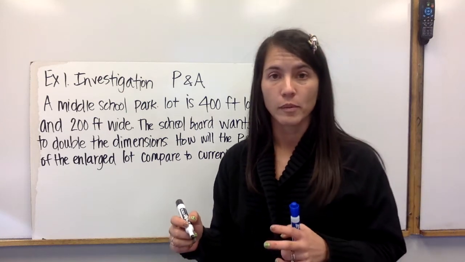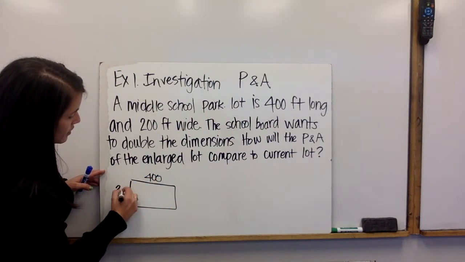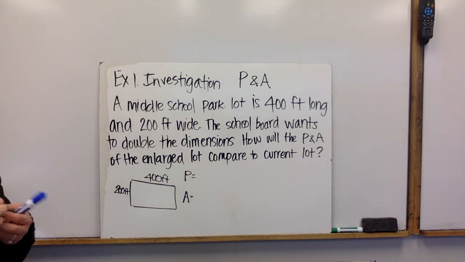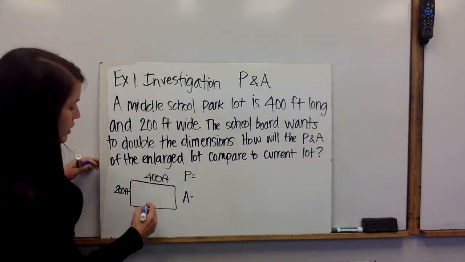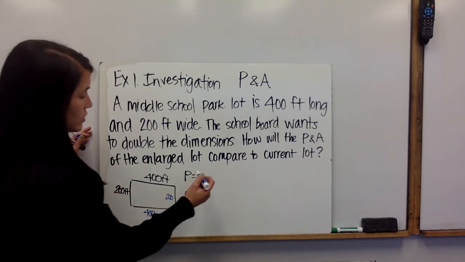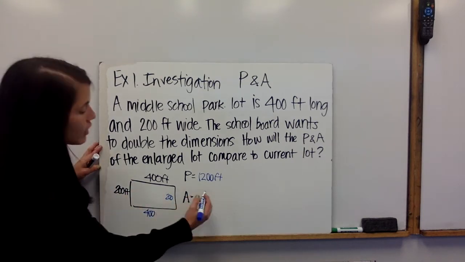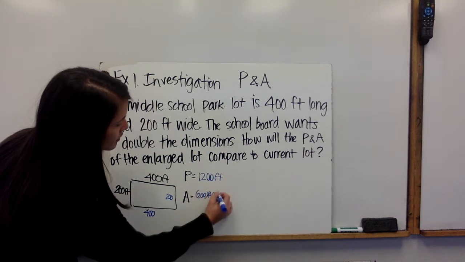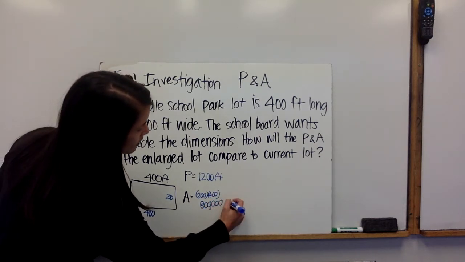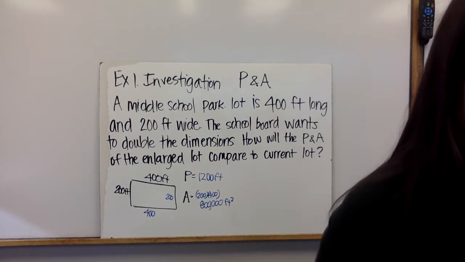Part A says find the perimeter and area of the current parking lot. So if we take the current parking lot, we have 400 feet and 200 feet. The current perimeter would be 400 plus 400 is 800, plus 200 plus 200, so this would be 1,200 feet for the perimeter. Now remember, the units are just the same. And the area would be 200 times 400.